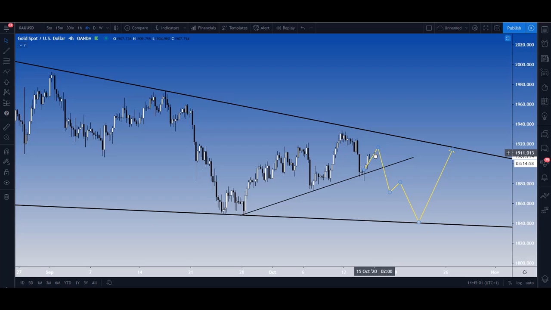But it's going in the direction we were anticipating. But whether that is the move to the downside, we will see.